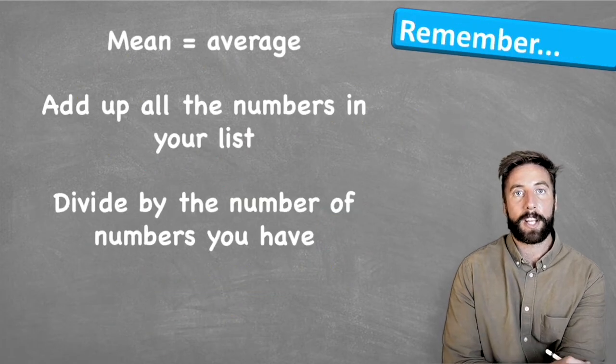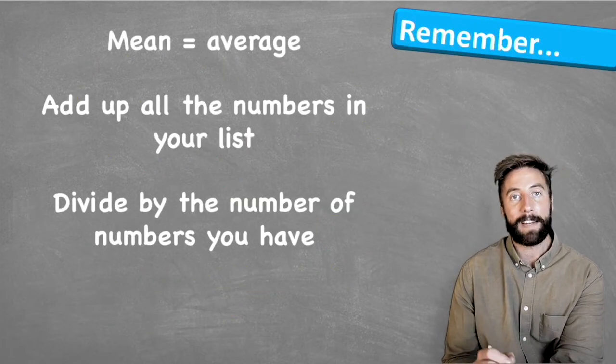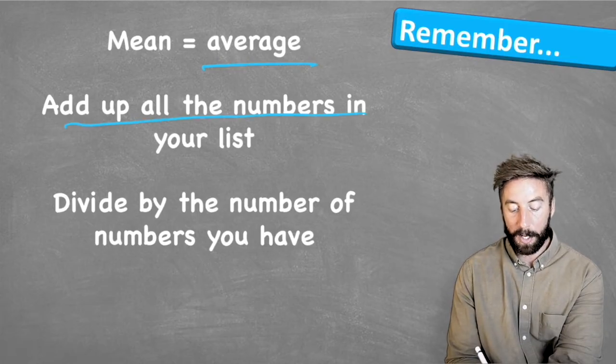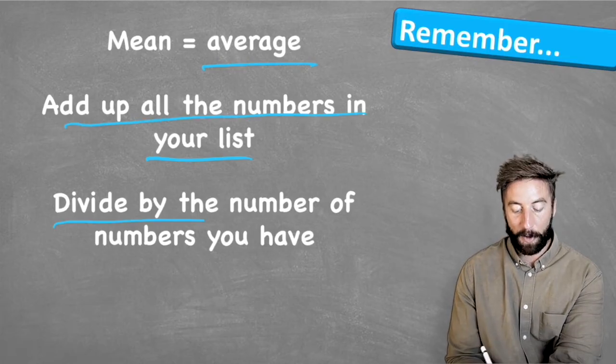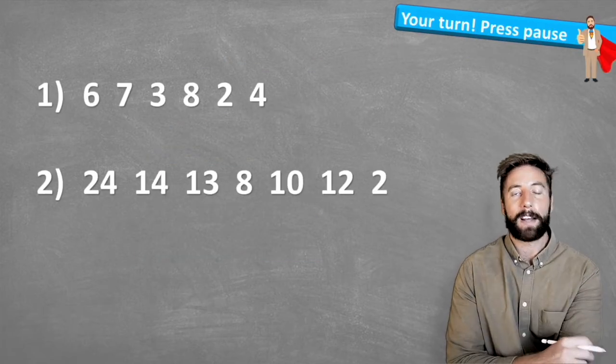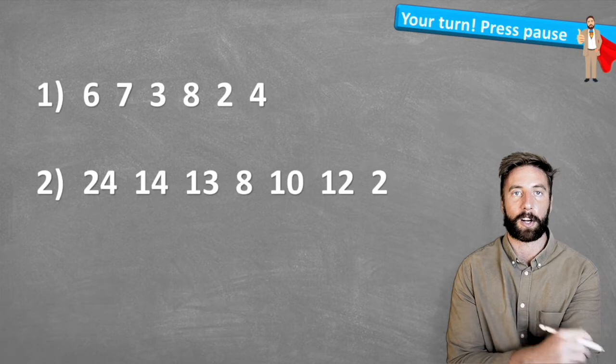Easy. So before we go, let's think about things to remember. The mean is effectively saying the average. To do it, we need to add up all the numbers in our list, and then we're going to divide by the amount of numbers that we have. Here are 2 questions for you to have a little go at. Press pause on the video, take your time, and I'm going to see you in a minute.